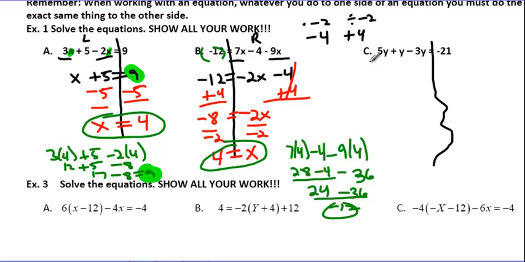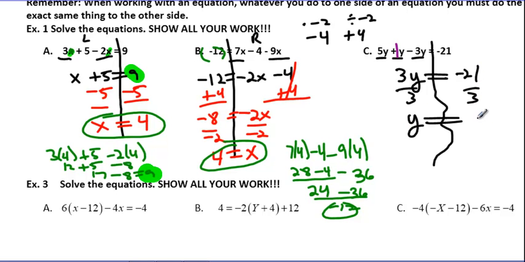It keeps doing that. Alright, anyways, you'll notice here we have 3 like terms. Still done the same way. 5 plus, don't forget that there is an invisible 1 here. 5 plus 1 is 6, and 6 minus 3 is 3. So I have 3y is equal to negative 21. Divide by 3, and we end up with y being equal to negative 7.